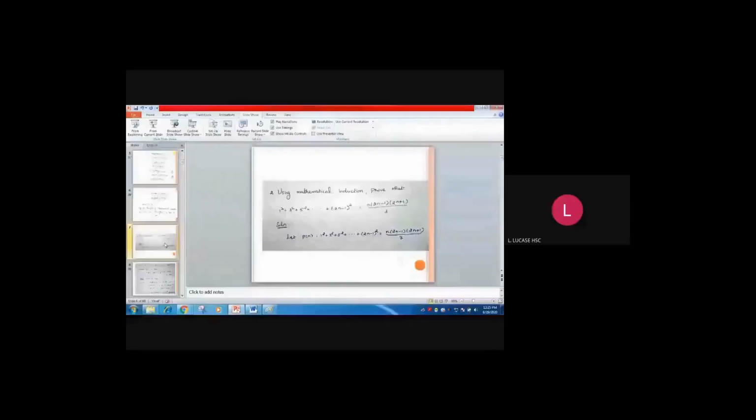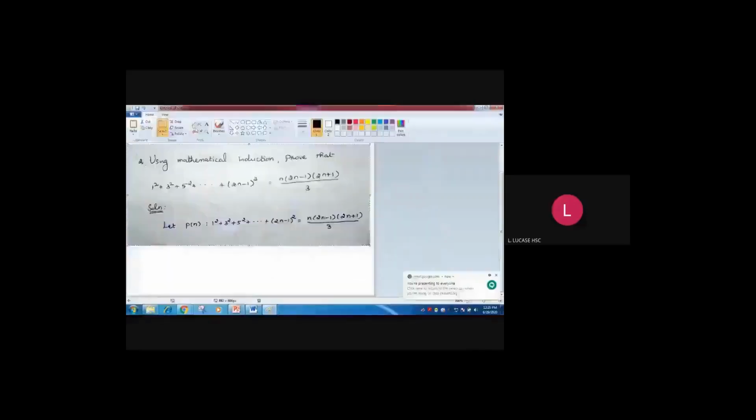Right? Second problem. Using mathematical induction, we got to prove that 1 squared plus 3 squared plus 5 squared plus 2n minus 1 the whole squared is equal to n into 2n minus 1 into 2n plus 1 divided by 3. This is the thing to be proved.